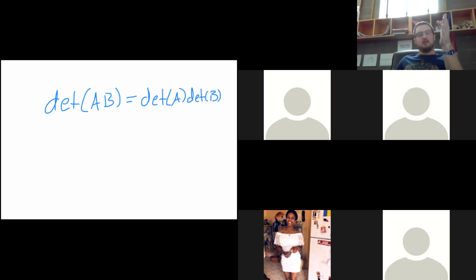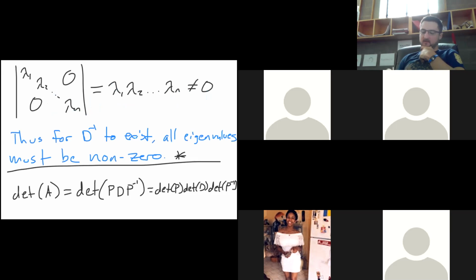So essentially what this is telling me is anytime I'm multiplying matrices together and calculating the determinant, I can split the determinant calculation over the products. So that's what we're doing here. The determinant of P times D times P inverse is the same thing as the determinant of P times the determinant of D times the determinant of P inverse.